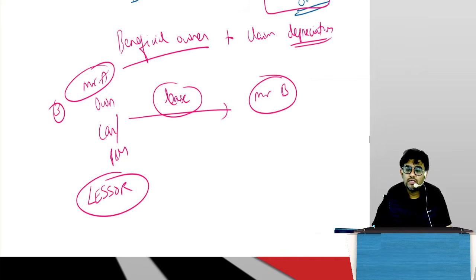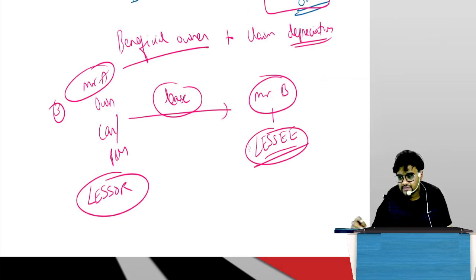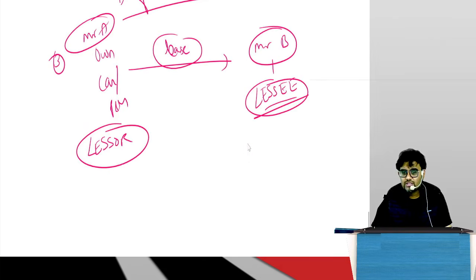The person who is going to lease a property is called lessor. Mr. B is the lessee, not lassi, not mango lassi, lessee. Correct? Mr. A is lessor, Mr. B is the lessee. So, lessor, lessee. Again, forget about Companies Act, forget about Ind AS.